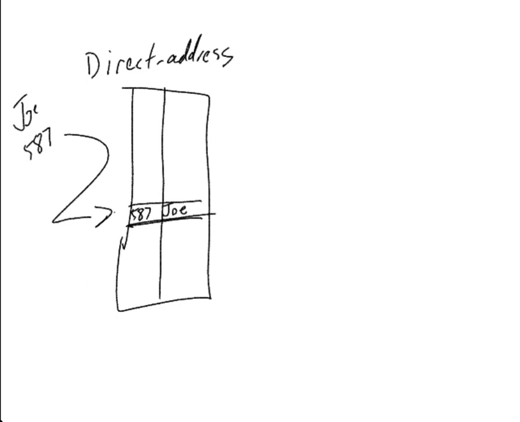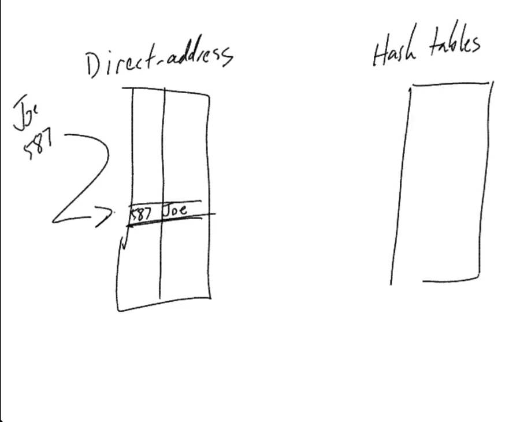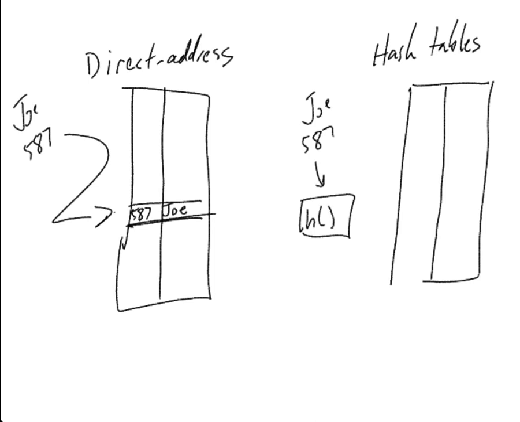Okay, but hash tables are a little different in that we still have an array. It's probably going to be quite a bit smaller, and here are the indices on the left. We have Joe, and his student ID is 587, but before we put it in the hash table, we feed it through a hash function, and then it's going to map to something probably different, say index 18, for example, and that's where Joe goes.